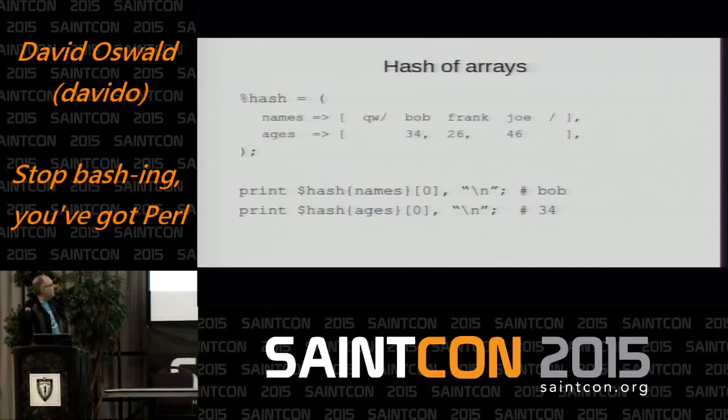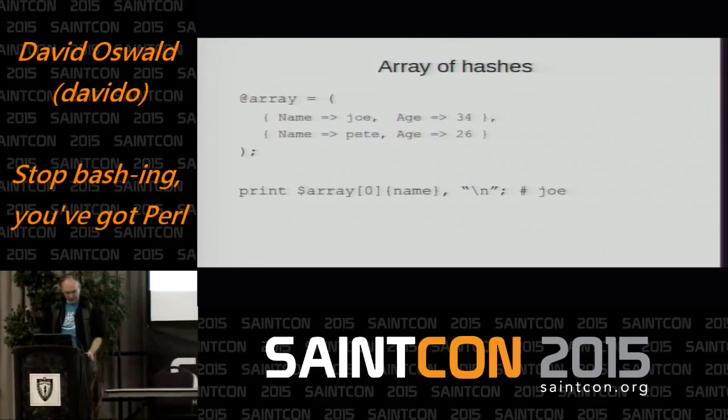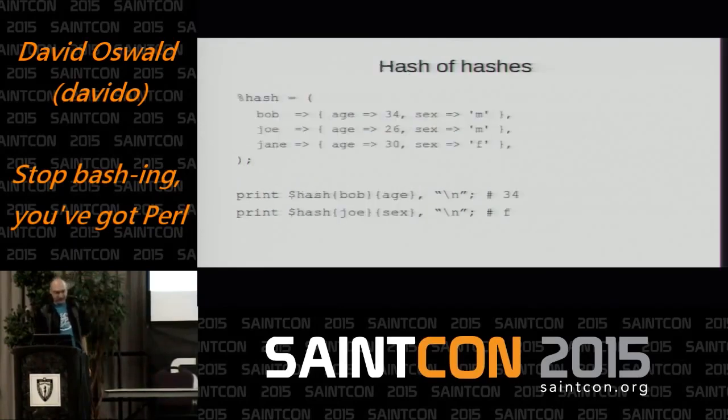We're not going to go too deep into references, but you can have arbitrarily deep data structures just by using references. Here we have a hash with the keys names and age. And those keys each point to a reference to an array. This array has the values 30, 26, and 46, and the array pointed to by names has Bob, Frank, and Joe. You can have an array of hashes, a hash of hashes. So there's plenty of ways you can combine your aggregate types just by using what we call references.